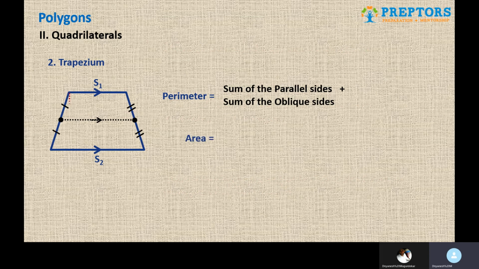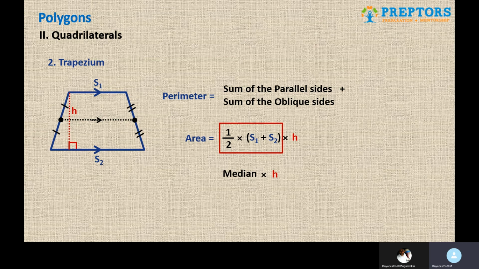For area, you draw the height h, and again on the other side you draw the height h, and then you have converted your figure into two right angle triangles and one rectangle. You add all three of them, and after all this simplification you get half into S1 plus S2 into h. Obviously, half into S1 plus S2 we have just seen is called the median. So the area of a trapezium is also given by median into height of the trapezium. Again, you should remember everything, because based on what kind of information you are dealing with, you would be required to use one of them.